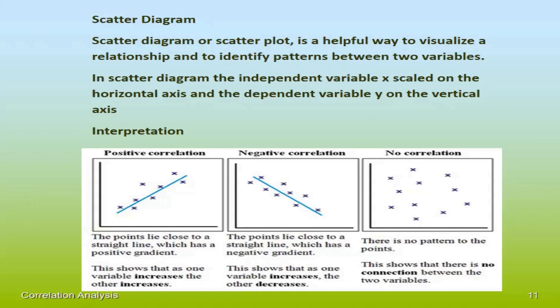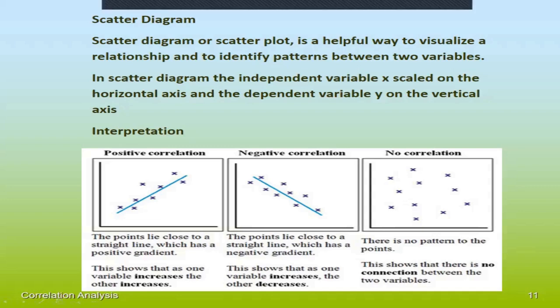So there is one graph, it is called a scatter diagram. A scatter diagram is a unique graph to visualize the relationship between two variables. One is the independent variable, x is called independent and y is called the dependent variable. The x-axis is the x value and the y-axis is the y value. And if you put the values on the x-axis and y-axis, you will get some dots, dots, dots.